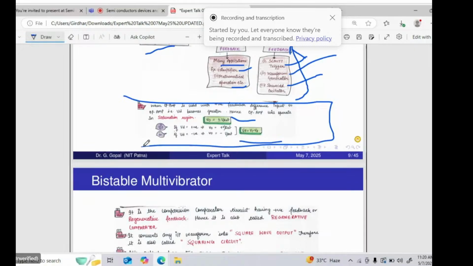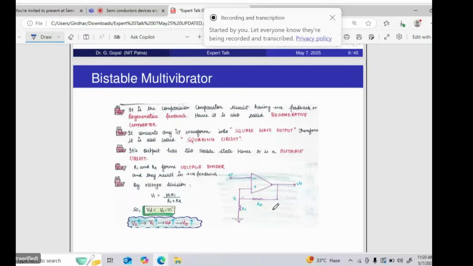Bistable multivibrator. Let's start from the bistable multivibrator and slowly we will prove the astable multivibrator. First thing, in a bistable multivibrator, as the name suggests, it has two states. So let's consider this circuit. This circuit is a bistable multivibrator using an operational amplifier.